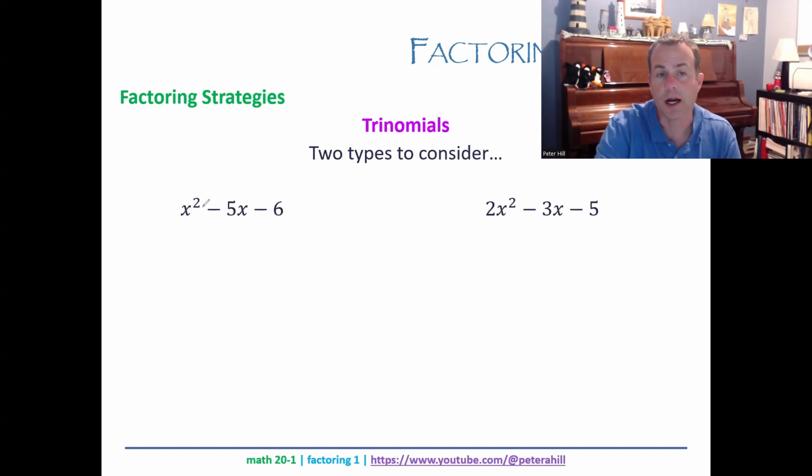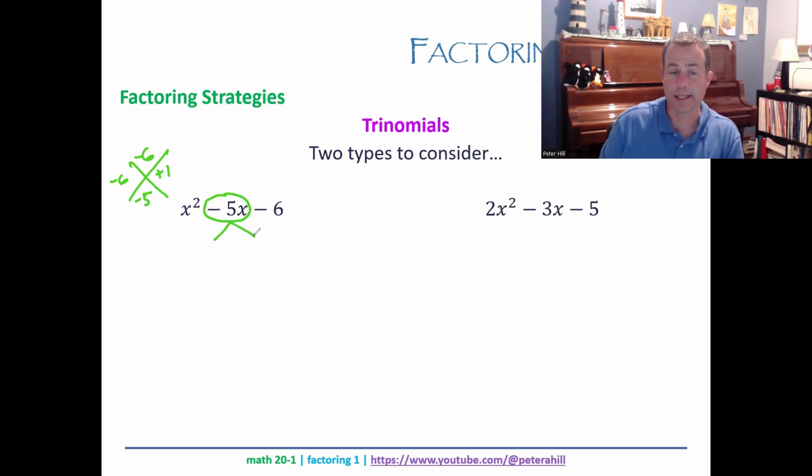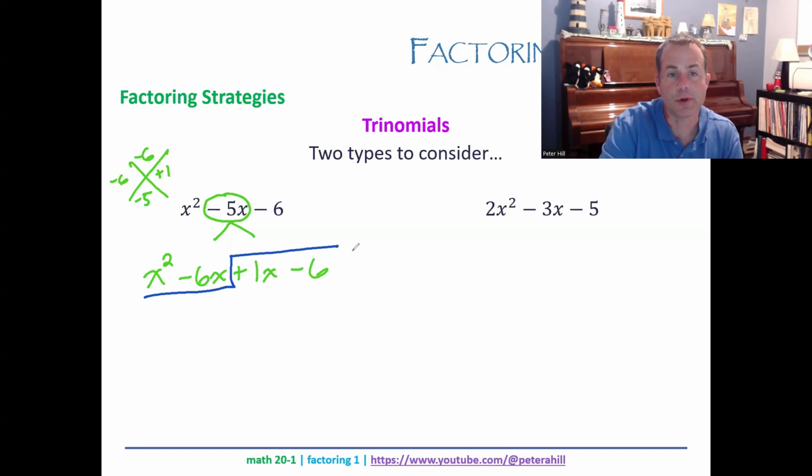So right here, I'm looking for two numbers that multiply together to give me negative 6 and add together to give me negative 5. I know that those two numbers will be negative 6 and positive 1. Okay, negative 6 times 1 will give me negative 6. Negative 6 plus 1 will give me negative 5. So I'm going to decompose my middle number. Decompose just means to break down. So I'm going to take that negative 5 and I'm going to break it down into negative 6x plus 1x minus 6. Okay.